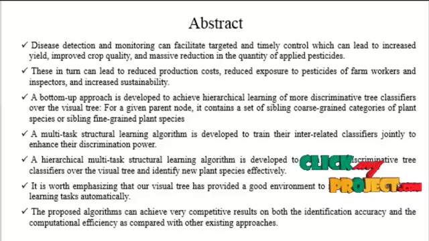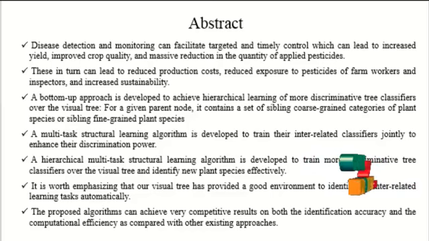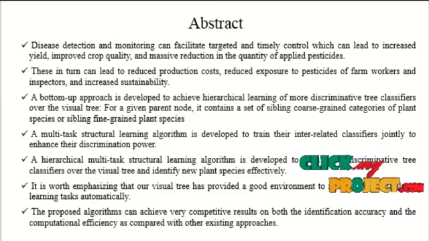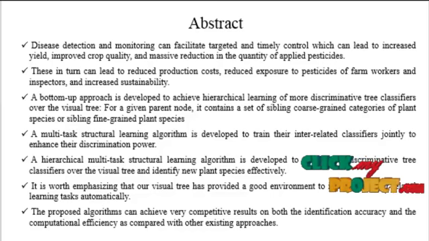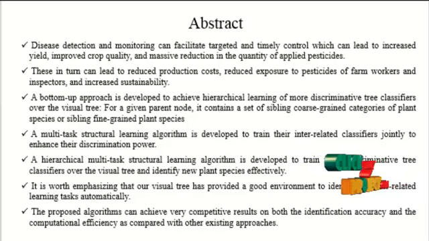Disease detection monitoring can facilitate targeted and timely control, which can lead to increased yield, improved quality, and massive reduction in the quantity of applied pesticides. These in turn can lead to reduced production costs, reduced exposure to pesticides of farm workers and inspectors, and increased sustainability. A bottom-up approach is developed to achieve hierarchical learning of more discriminative tree classifiers over the visual tree.